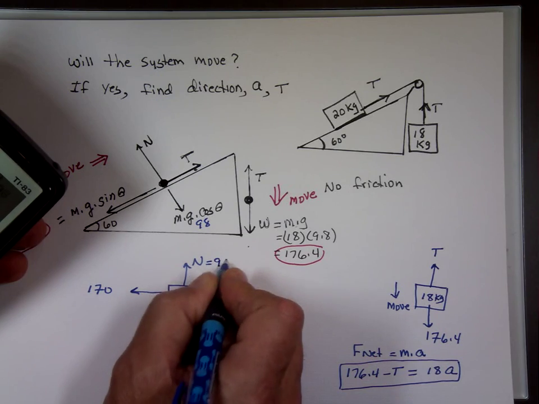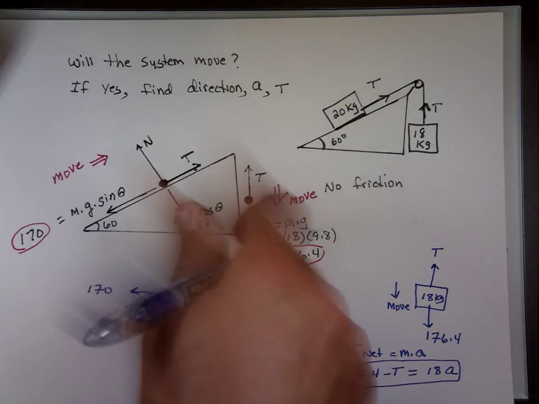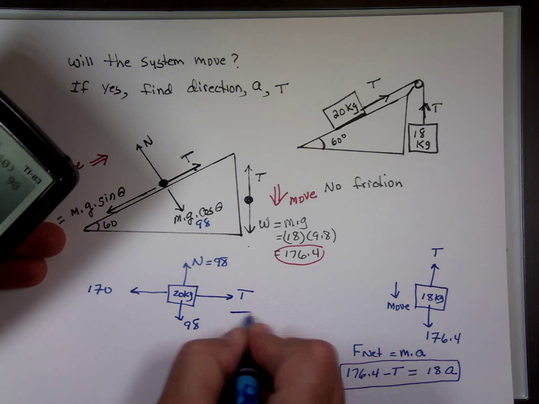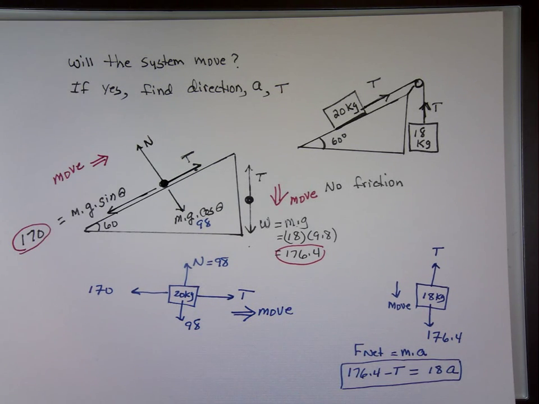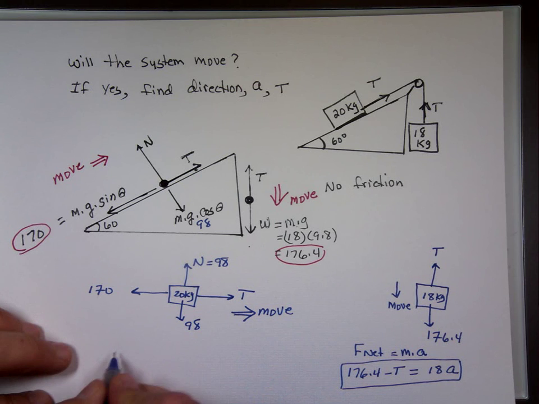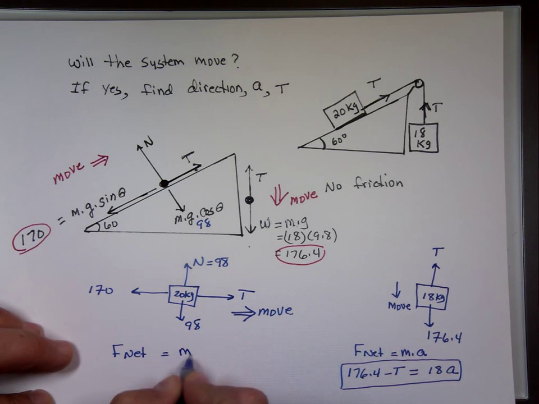That thing is not going up and down in this direction. And it's moving in this direction. Moving to the right. So all I care about now, what is the net force in the x direction? Because you're moving to the right. My net force, since I'm going to the right, is T minus the 170 equals the mass, which is 20 times the acceleration.